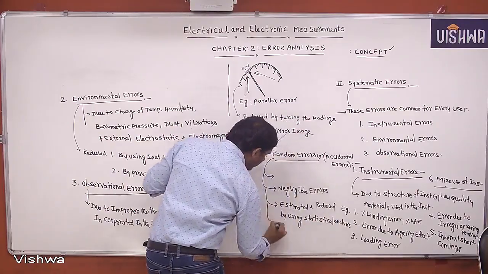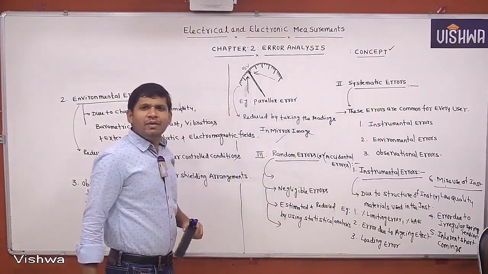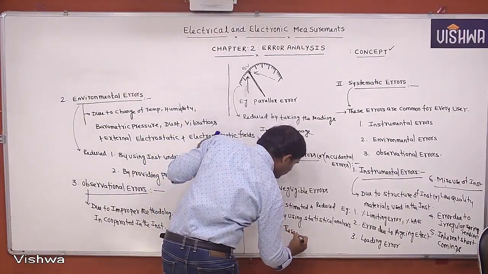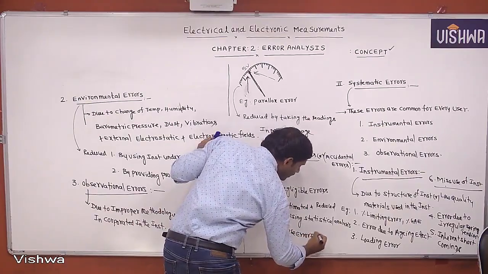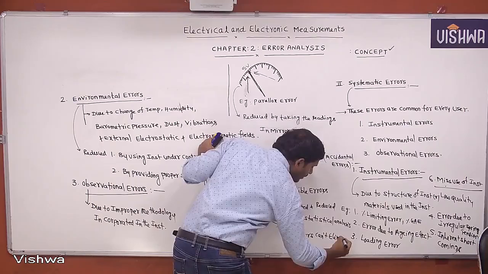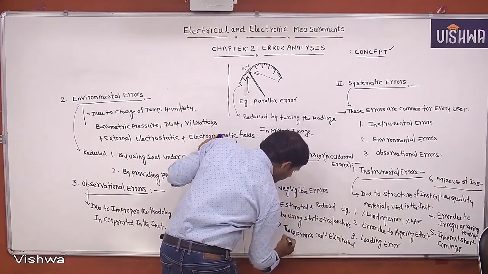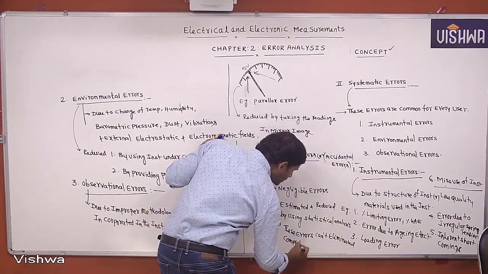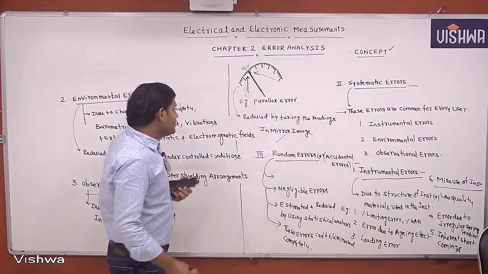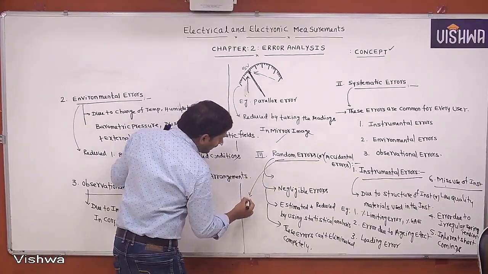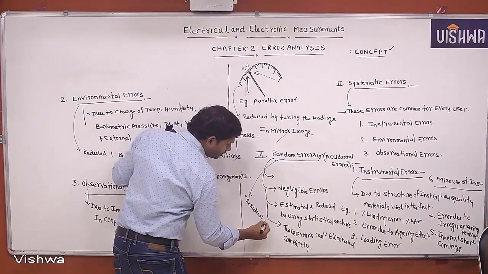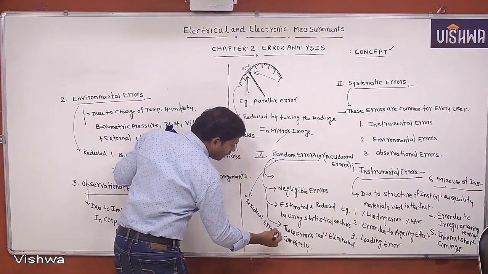One more point to remember: these errors cannot be eliminated completely. We don't know the reason or the source for these errors completely. But random errors are also called residual errors. The name is given as residual errors.